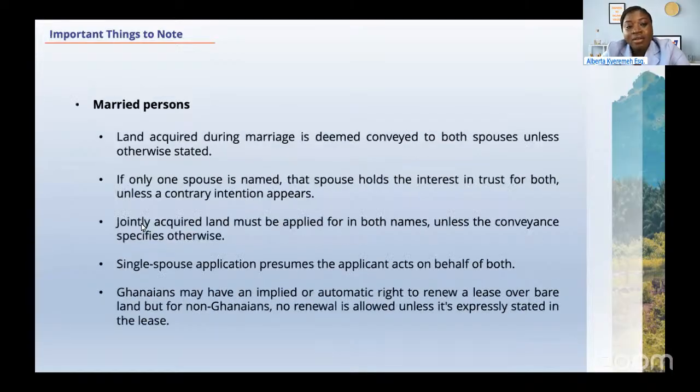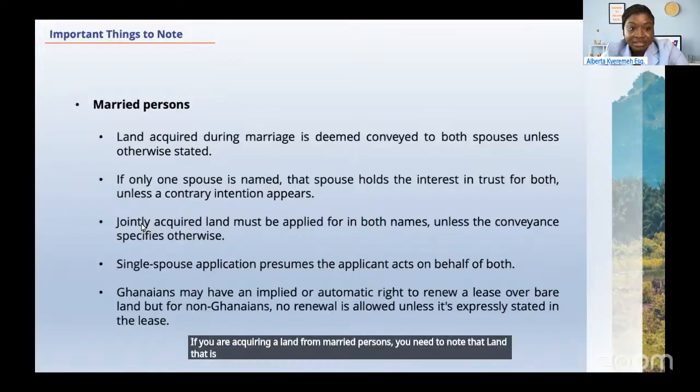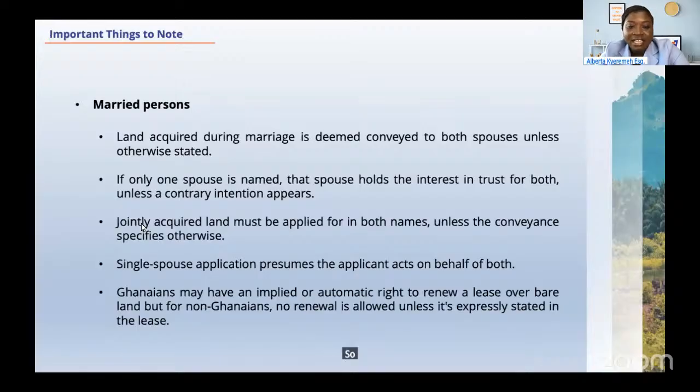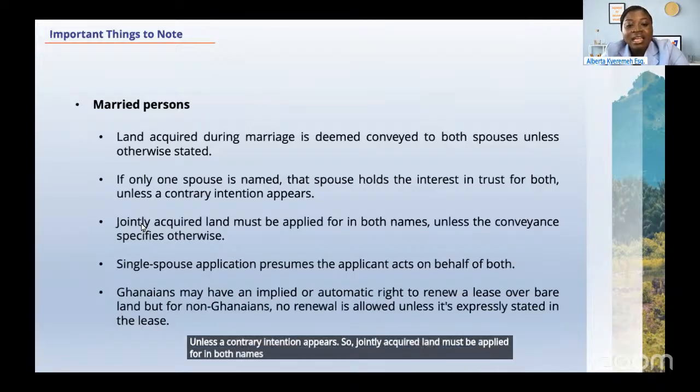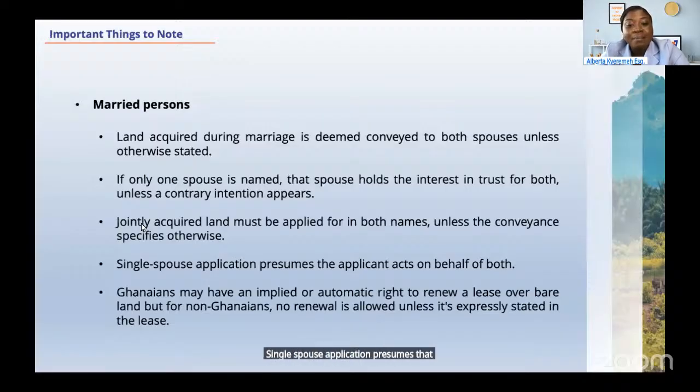If you are acquiring a land from married persons, you need to note that land that is acquired during marriage is deemed conveyed to both spouses unless otherwise stated. So if one spouse is named, that spouse holds the interest in trust for both unless a contrary intention appears. So jointly acquired land must be applied for in both names unless the conveyance specifies otherwise. A single spouse application presumes that the applicant acts on behalf of both spouses.